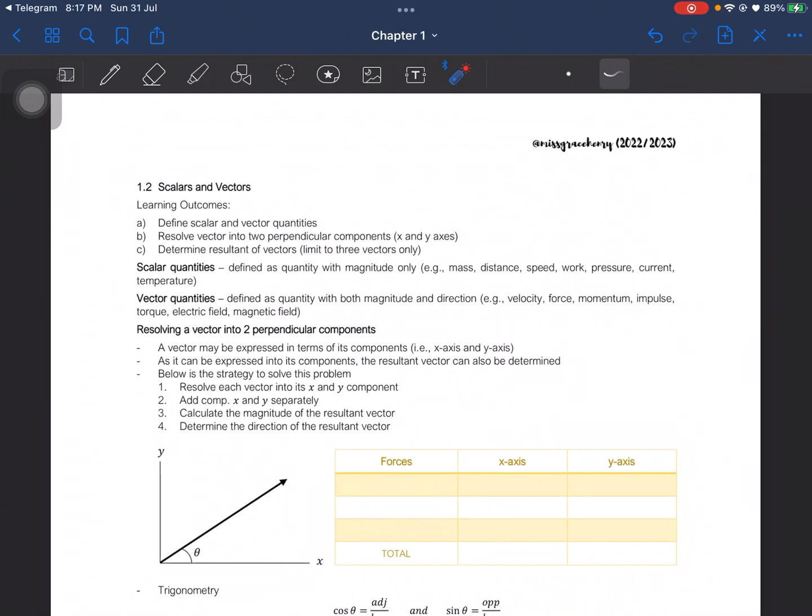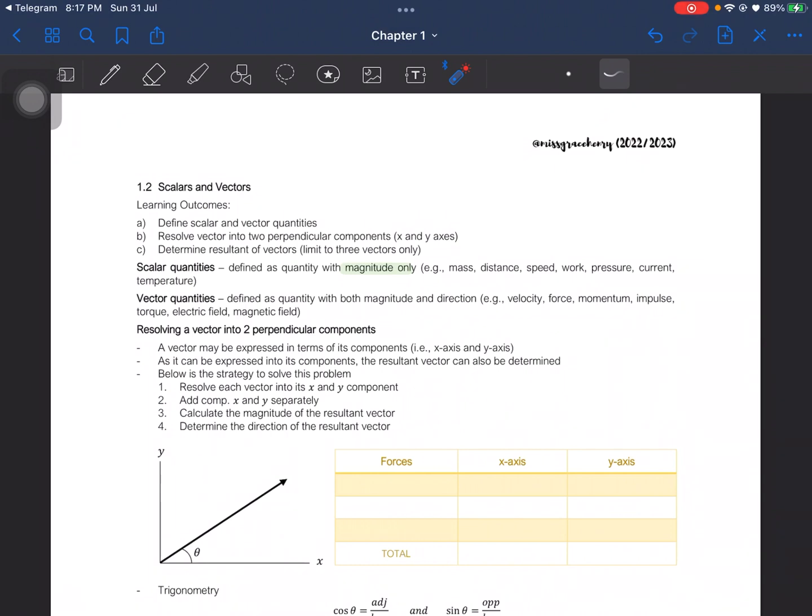Okay, so scalar quantity is defined as a quantity that only has magnitude. For example, we have mass, distance, speed, work, pressure, current, and temperature. All of these don't tell us about the direction. That is why they are called scalar quantities.